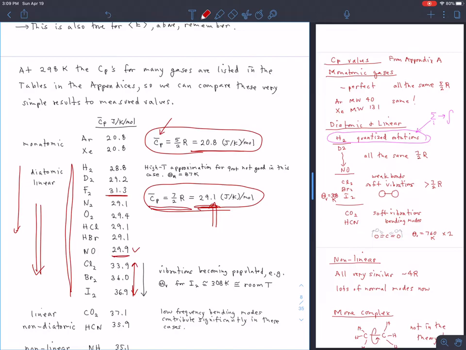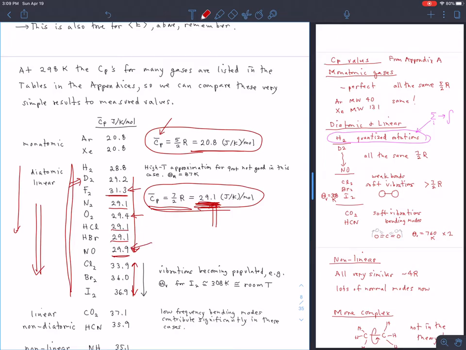Everything else, though, for molecules, even for D2 here, which is only slightly heavier than hydrogen, all the way down, they're all either this big, 29.1, or a little bit bigger. N2, it's 29.1 exactly. HCl, HBr, all 29.1 exactly. O2, just a little bit bigger. F2, a fair amount bigger. Let's see, NO, a little bit bigger.